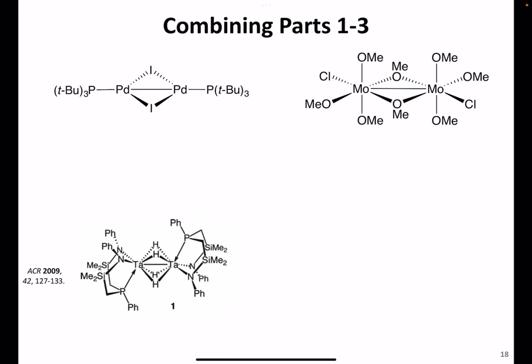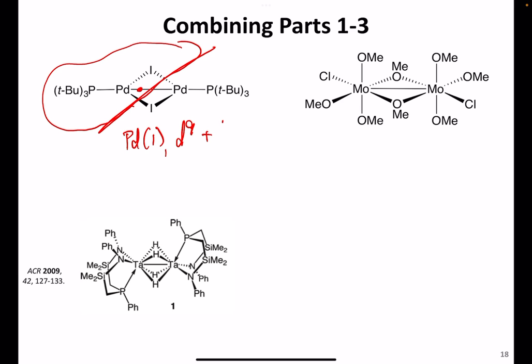All right, this brings us then to combining parts 1 through 3. We had simple 2-electron donors like phosphines. We then encountered metal-metal bonds, and then we encountered bridging ligands. So if we take our palladium compound shown in the upper left-hand corner, I'm going to cut the dimer in half. So I'm only going to look at, let's say, the left half to assign the oxidation state. So this is palladium 1. Palladium 1 is D9. I have a palladium-palladium bond, so I'm going to add 1 more electron.